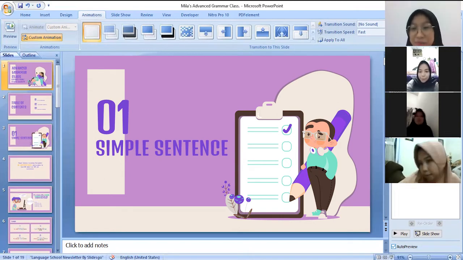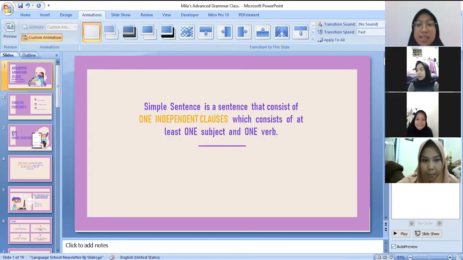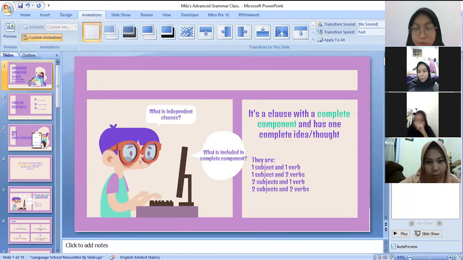No one? I think no. So let's see the definition of simple sentence. A simple sentence is a sentence that consists of one independent clause, which consists of at least one subject and one verb. So what is an independent clause?